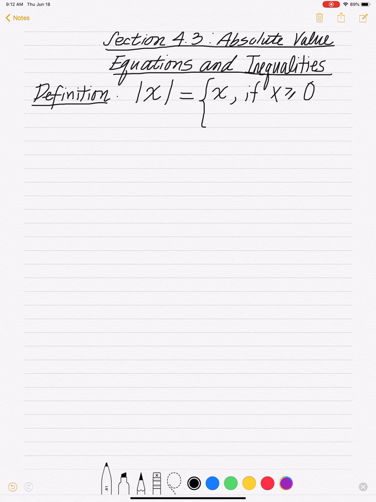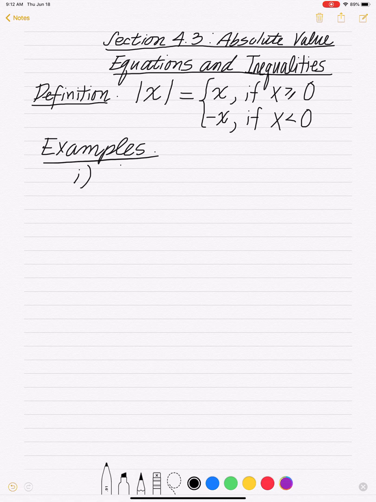However, the absolute value of x will be minus x, or let's say the opposite of x, if x is negative, if x is less than 0. This is called the piecewise definition of the absolute value. So let's actually see this in action with examples. Number 1, if I wrote the absolute value of 3, we'd ask the question, is 3 positive or is it negative? Well, 3 is positive, so we would just keep it as 3.